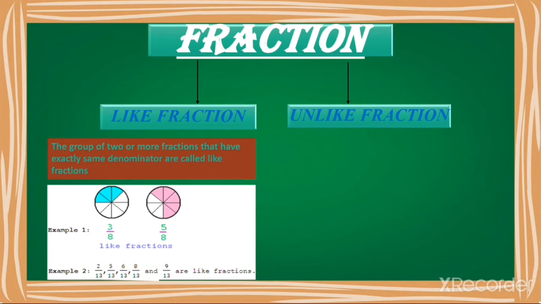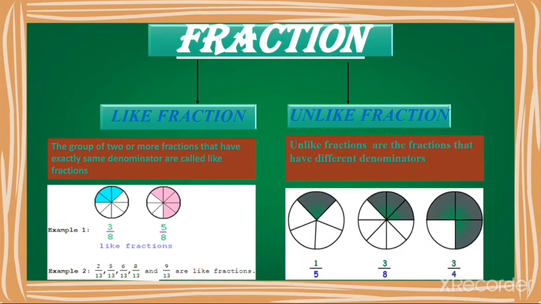Moving to unlike fractions. Unlike fractions are the fractions that have different denominators. See the example. Here three fractions are written and in all three fractions their denominator is different. That is why these fractions are called unlike fractions. 1 upon 5, 3 upon 8, 3 upon 4. As you can see students, all the denominators are different. That is why these fractions are unlike fractions.